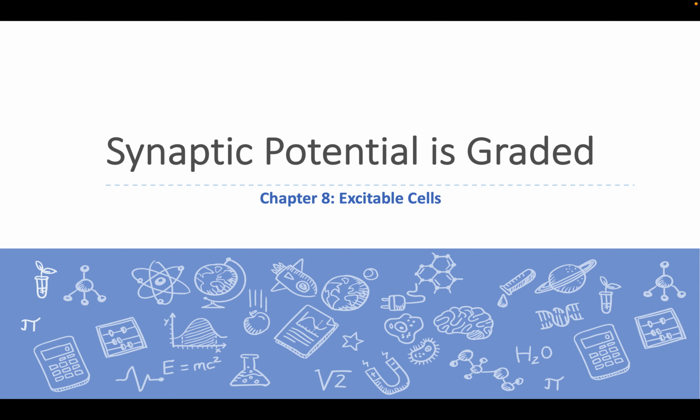All right, welcome back. So this is going to be part 5 in our excitable cells lecture. And what we'll do here is we'll begin talking about something known as a graded potential. We'll look at the structure of our neuron, and then we'll begin to get into the actual mechanics of the action potential. So this idea of a synaptic potential being graded.